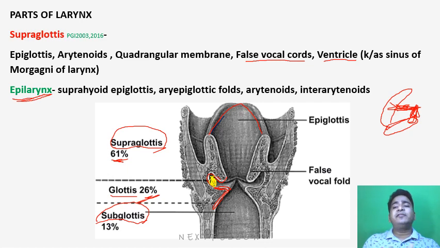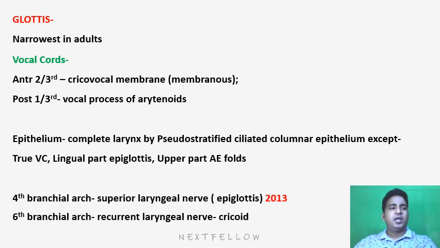And the laryngeal inlet, if we talk about, is also formed by the superior part of the arytenoids, aryepiglottic folds, then comes the epiglottis, interarytenoid. So I hope this is clear. Now the glottis, this is the narrowest in adults. If we talk about the subglottis, which we have discussed, which is the shortest part, the subglottic area is the narrowest part in children, whereas the glottis is the narrowest part in adults.